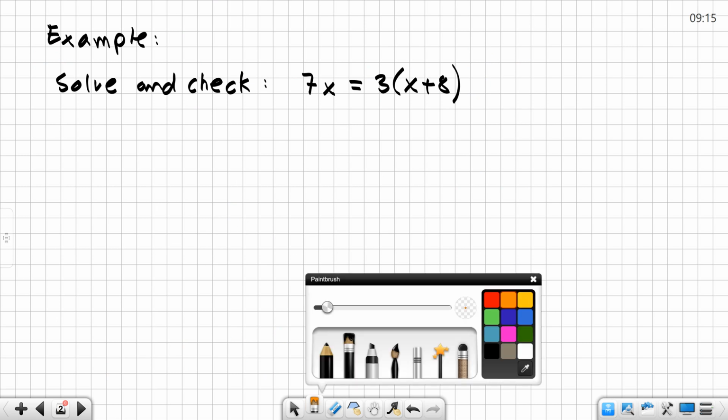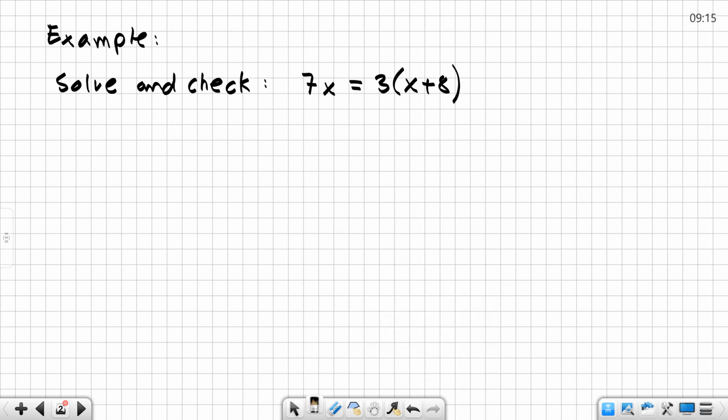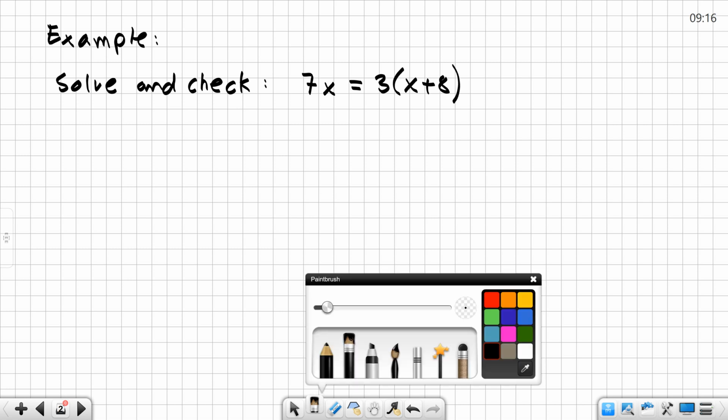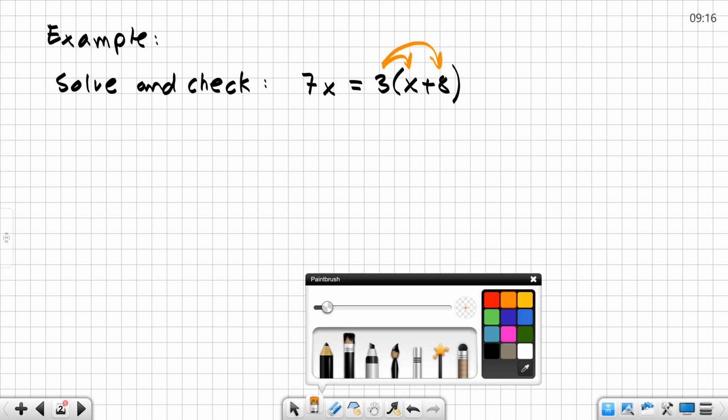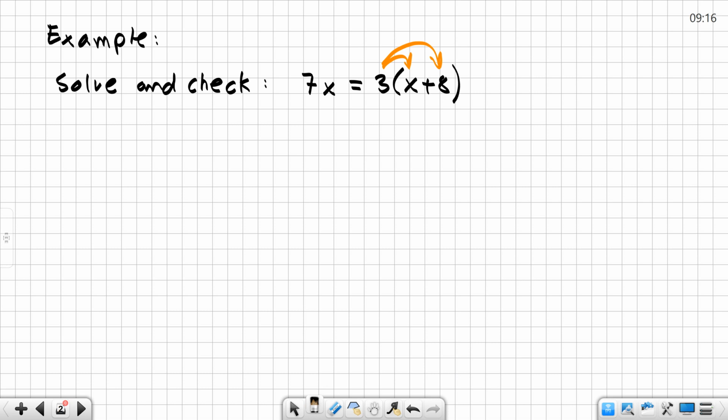We want to solve 7x is equal to 3 times x plus 8. So we have to do step 1 because the right side of my equation is not simplified. What I'm going to be doing is I am using my distributive property that says these parentheses are going to be opened up by distributing the 3. 3 times x is 3x. 3 times 8 is 24.